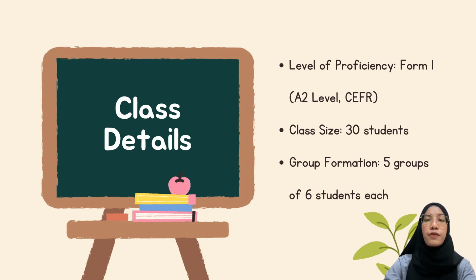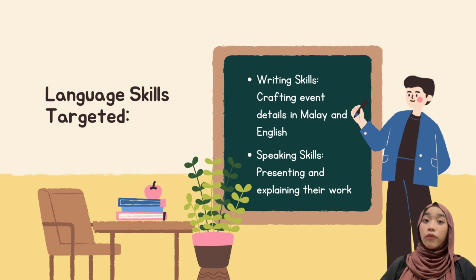It is suitable for 6 students in each group, so for a class of 30 students, there will be 5 groups. In this activity, we will focus on two key language skills, which are writing and speaking. For writing skills, students will practice crafting event poster details in both Malay and English. The usage of both languages helps them to express their ideas effectively while completing the task.